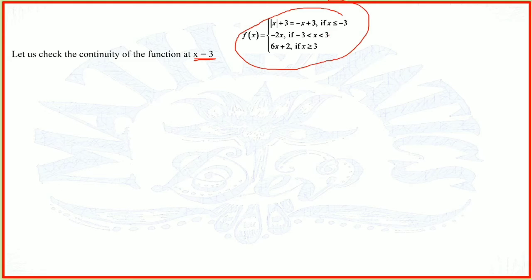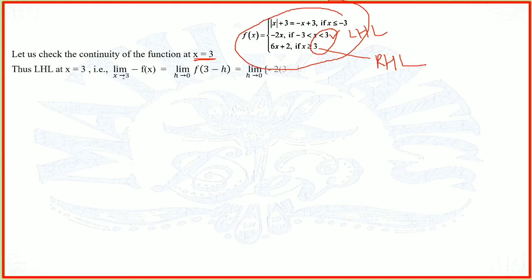Now we are talking about +3. So x is less than 3. This should be taken as the function in the left hand limit for x is equal to +3, and this should be taken as the function for right hand limit when we are taking +3. Okay, so thus left hand limit x is equal to 3 minus f of x. Now +3 we are taking, so left hand limit 3 minus h.